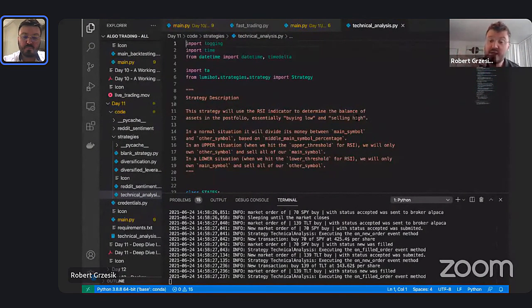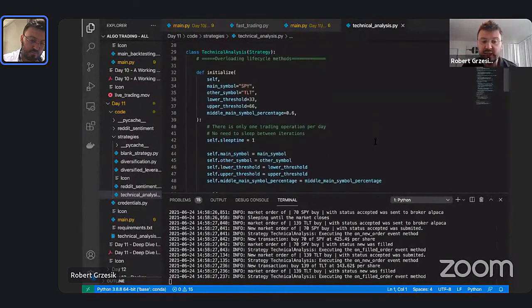This one trades based off of RSI. It looks at the RSI of SPY, and it has 2 stocks that it trades: SPY and TLT. They're normally 60-40, which is kind of what investment advisors recommend, 60% stocks, 40% bonds.